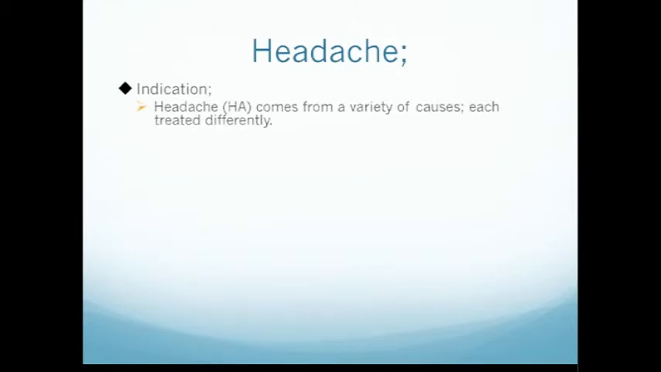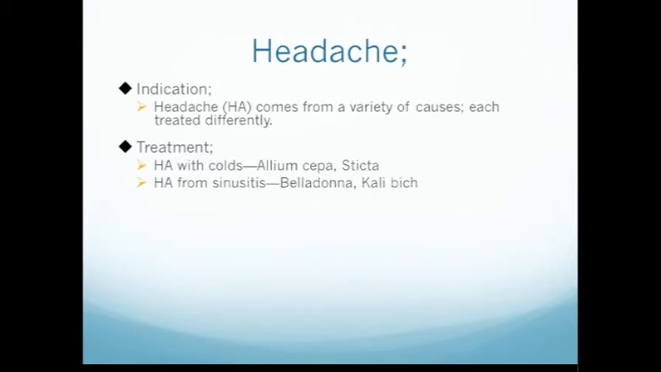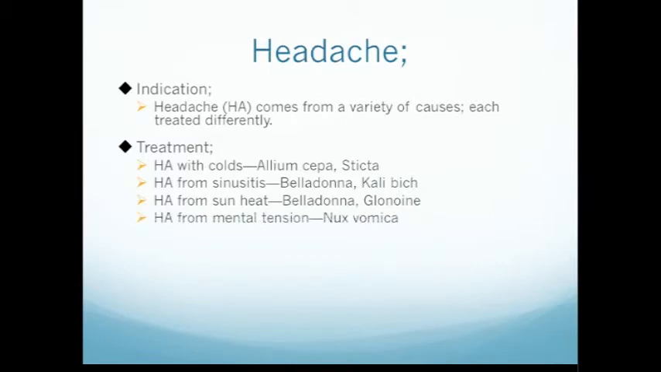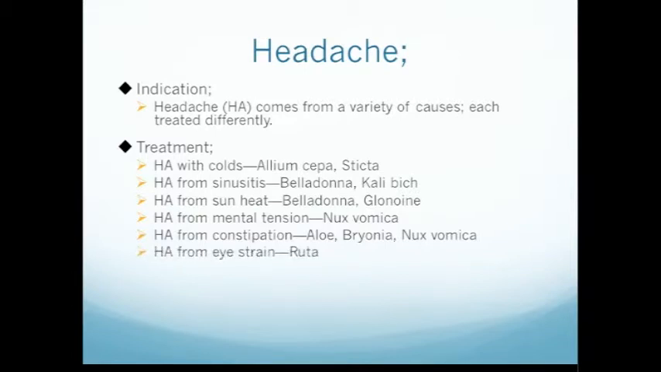Headache comes from a variety of causes, each of which are treated differently. Remember, this is not a disease, this is a symptom. Headache with colds is treated with allium cepa or sticta. Headache from sinusitis, belladonna or kali bich. Headache from sun and heat, belladonna or glonoine can help. Headache from mental tension, nux vomica. Headache from constipation, aloe, bryonia, and nux vomica.